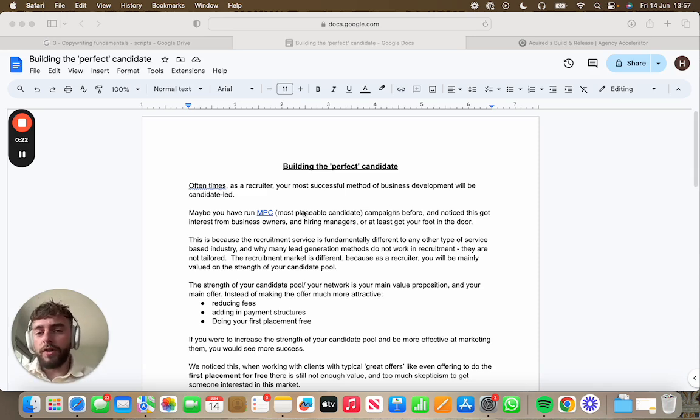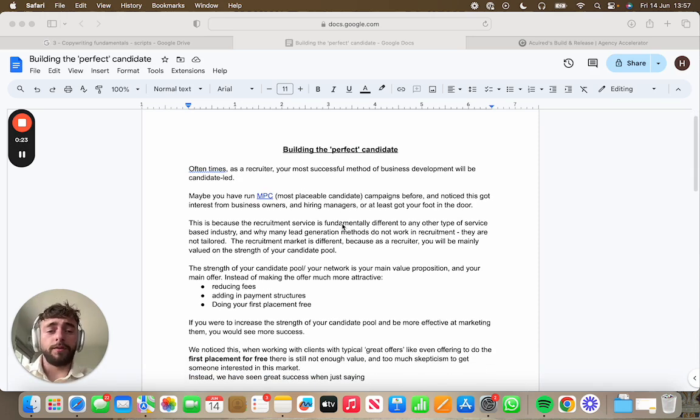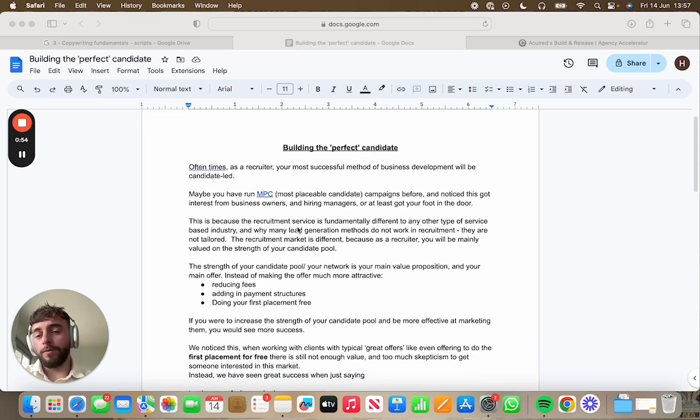So oftentimes as a recruiter, your most successful method of BD will be candidate-led. I'm not sure if you've noticed this. If you've done MPC or most placeable candidate type campaigns before, you would see how successful they can be in specific markets. If it hasn't been successful before, I'm going to break down at the end of the video why I think that is. But in general, across maybe 100 recruiters that we've spoken with, the vast majority, maybe 80 to 90%, if not more, would say candidate-led business development has led to the most amount of contracts being gained, right? So the most common form is really most placeable candidates, MPC.